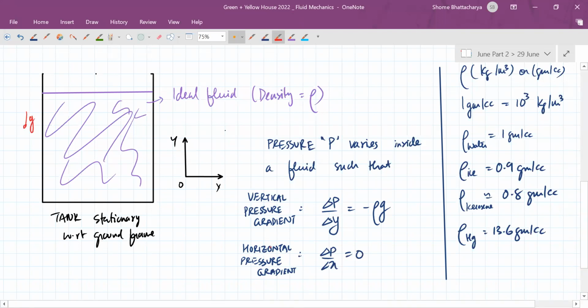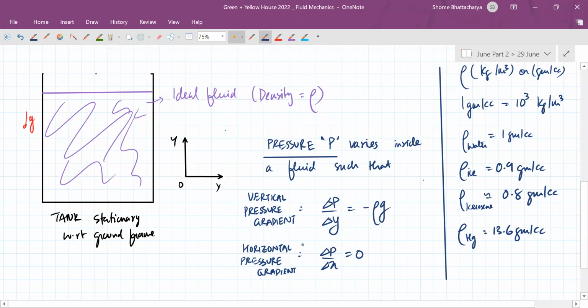So pressure, as you can see, increases with depth or decreases with vertical height. So we have a negative vertical pressure gradient, and with horizontal displacement, pressure does not change. Hence delta p by delta x is 0, where x is the horizontal axis and y is the vertically upward direction axis. So this is an important property for any fluid, which we should understand first of all.